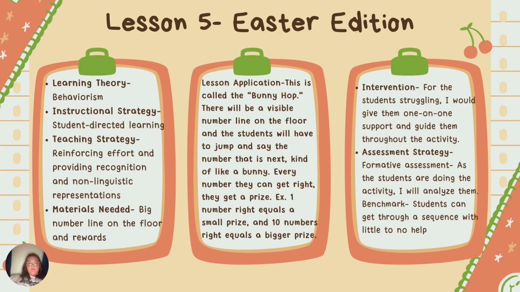There will be a visible number line on the floor, and the students will have to jump and say the number that is next, kind of like a bunny. Every number they get right, they get a prize. For example, 1 number right equals a small prize, and 10 numbers right equals an even bigger prize. For the students struggling, I would give them one-on-one support and guide them throughout the activity.